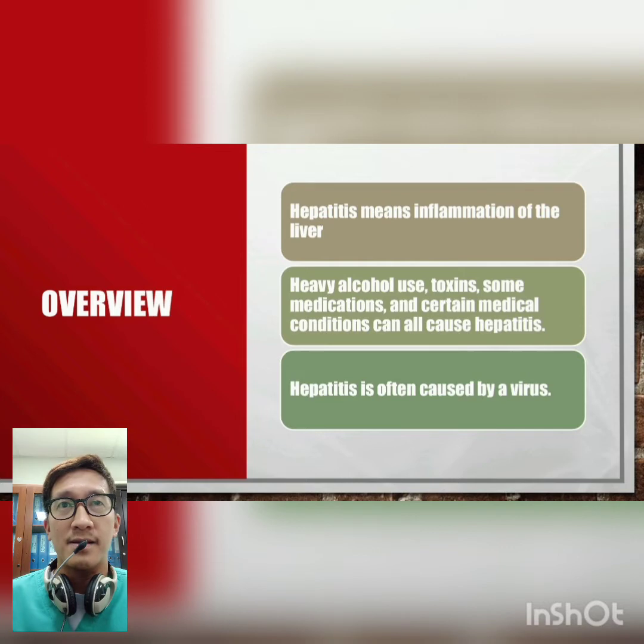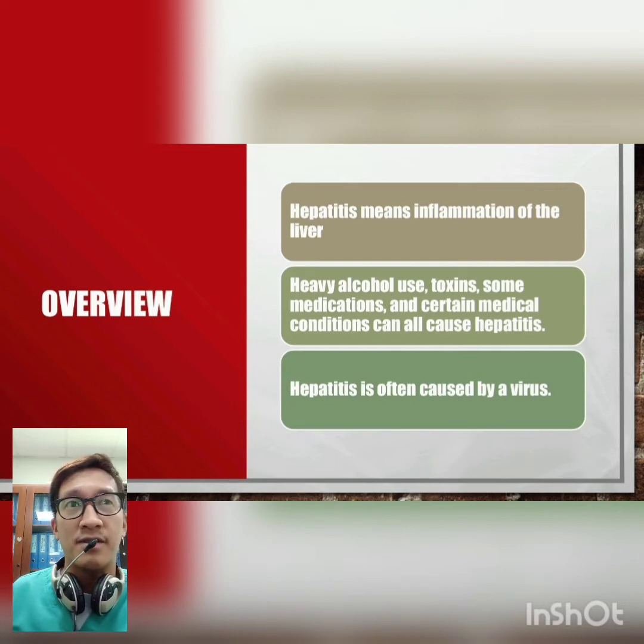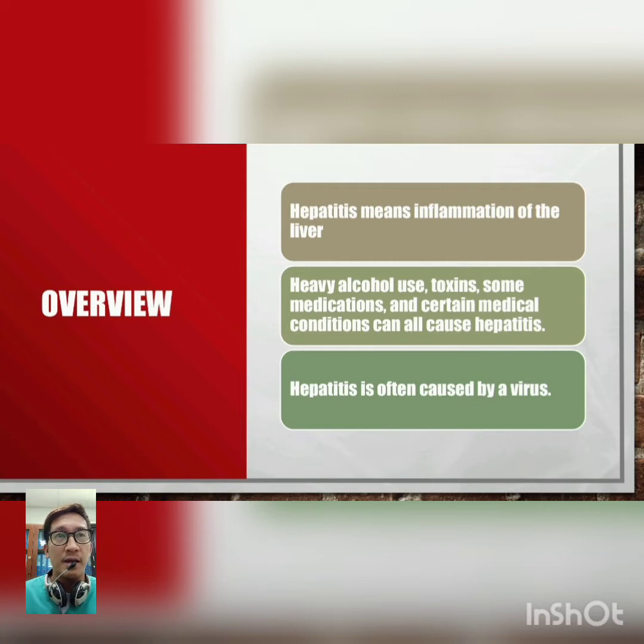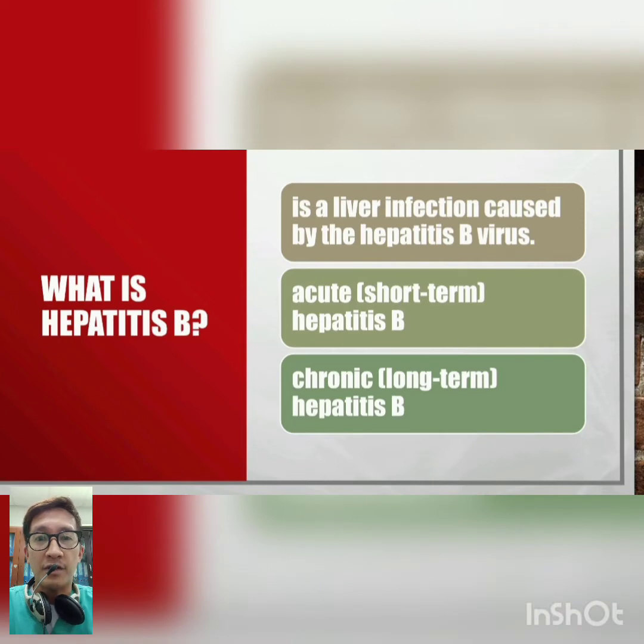When we talk about hepatitis, it means inflammation of the liver. When the liver is inflamed or damaged, its function can be affected. Heavy alcohol use, toxins, some medications, and certain medical conditions can all cause hepatitis. However, hepatitis is often caused by a virus. The most common hepatitis viruses are hepatitis A virus, hepatitis B virus, and hepatitis C virus. We will be focusing on hepatitis B virus.